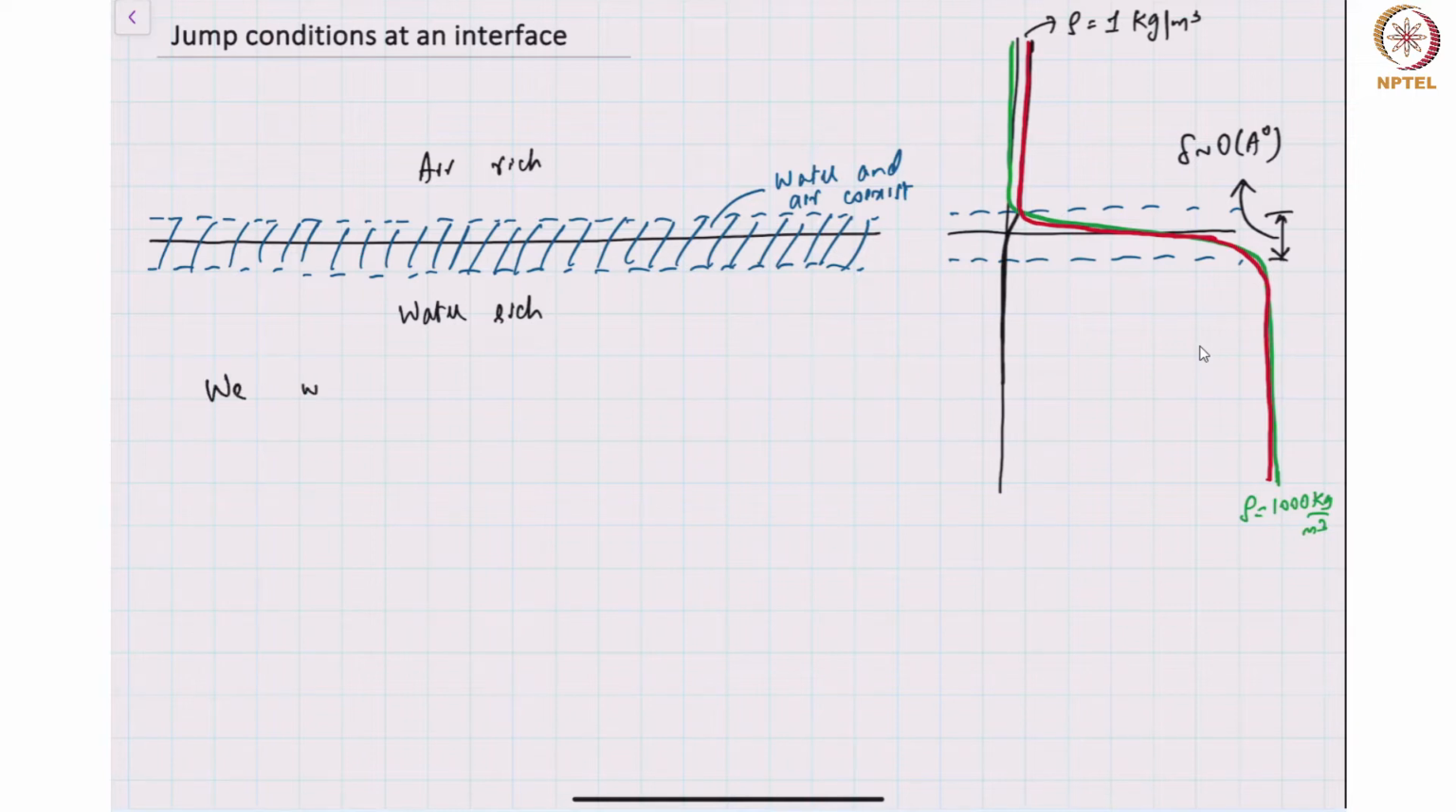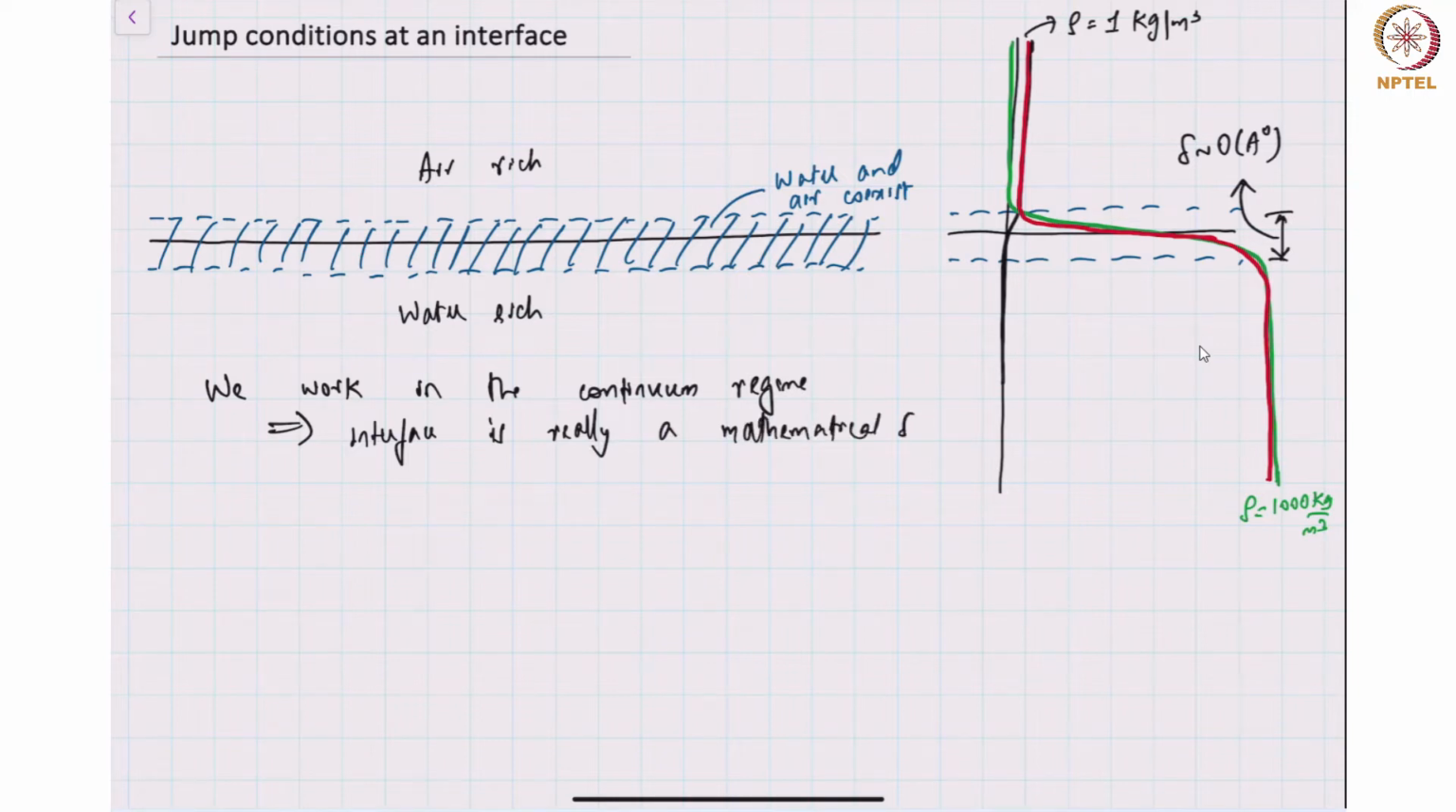So we work in the continuum regime, and this means that the interface is really a mathematical surface. In other words, 0 thickness. I can assume that the interface has 0 thickness.